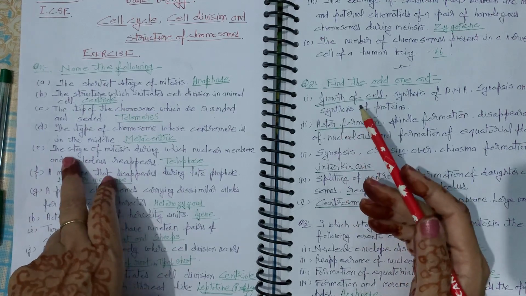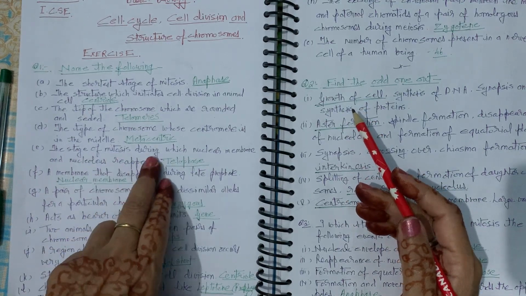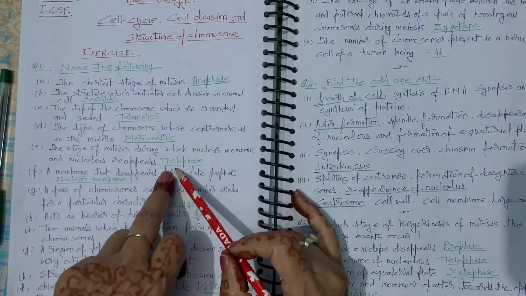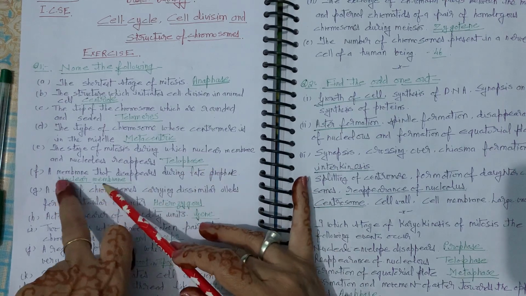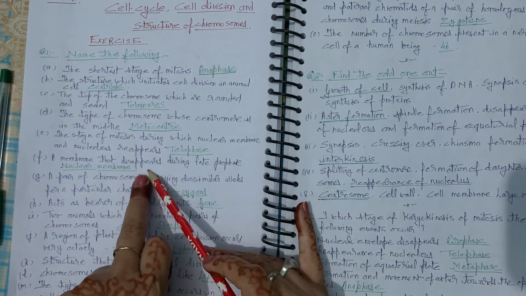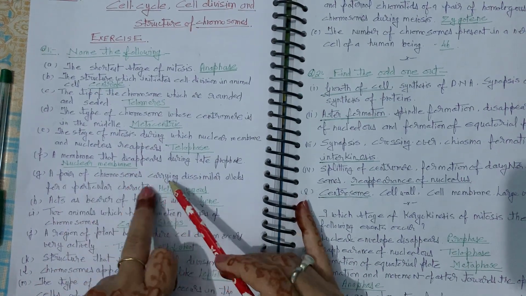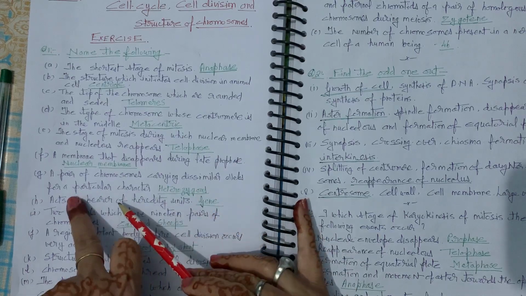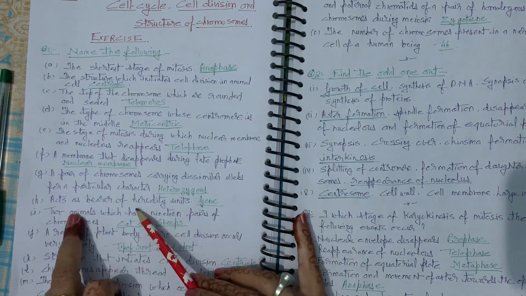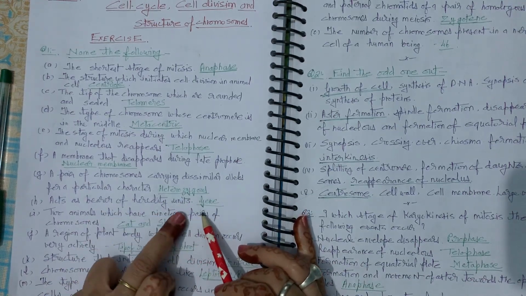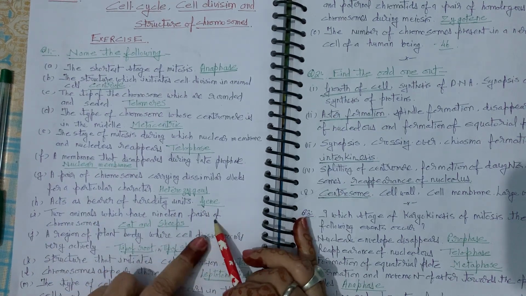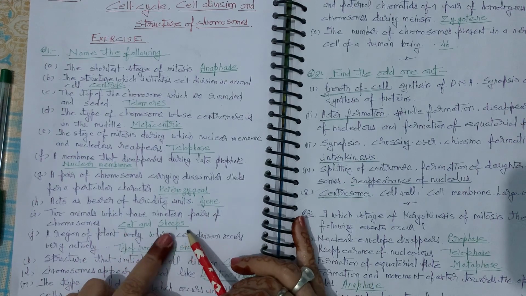Next, the stage of mitosis during which nuclear membrane and nucleolus reappears, it is telophase. A membrane that disappears during late prophase, it is nuclear membrane. A pair of chromosomes carrying dissimilar alleles for a particular character, heterozygous. Unit of heredity, gene. Two animals which have 19 pairs of chromosomes, cat and sheep.